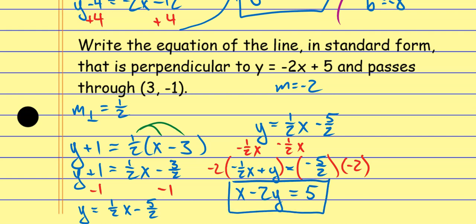Okay? Once again, the other option here is you could go right to slope-intercept form by doing what we did in the last example and finding the b value, but you're still going to write y equals 1/2 x minus 5/2, and then convert that to standard form. But again, remember, for standard form you've got to clear those fractions, and you can't have x start with a negative.